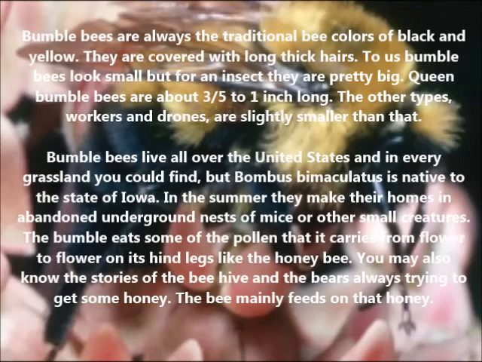Bumblebees live all over the United States and every grassland you can find, but Bombus bimaculatus is native to the state of Iowa. In the summer, they make their homes in abandoned underground nests of mice or other small creatures. The bumblebee eats some of the pollen that it carries from flower to flower on its hind legs, like the honeybee. You may also know the stories of the beehive and the bears always trying to get some honey. The bee mainly feeds on that honey.